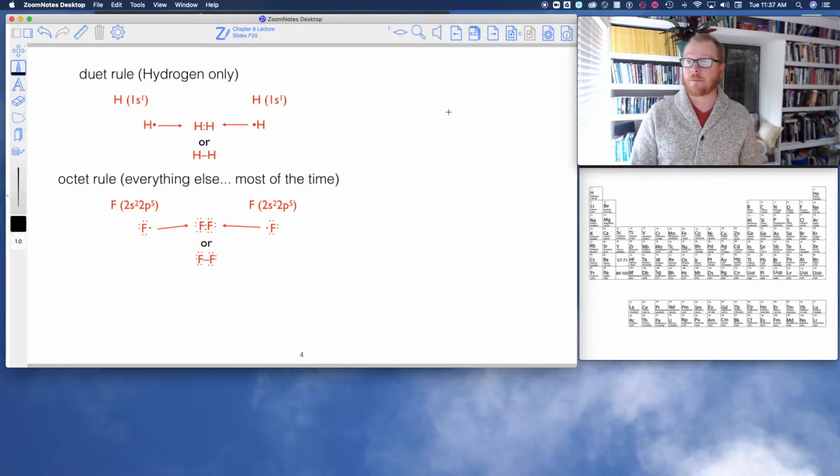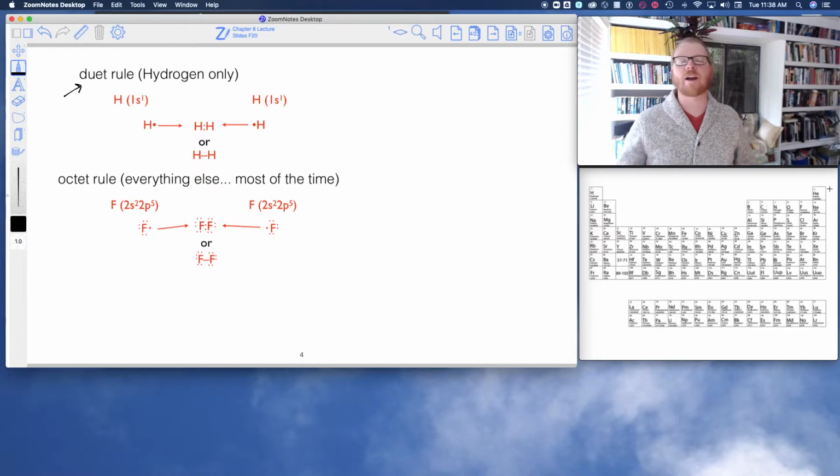Okay, so now I'm going to move on and talk about how we start to do Lewis structures for the simple covalent compounds. The first thing to talk about is the Duet Rule, which is only for hydrogen. Imagine 2 electrons, right? Hydrogen can only take 2 electrons because on the 1s level, it can only take 2 electrons before it reaches that helium noble gas configuration.